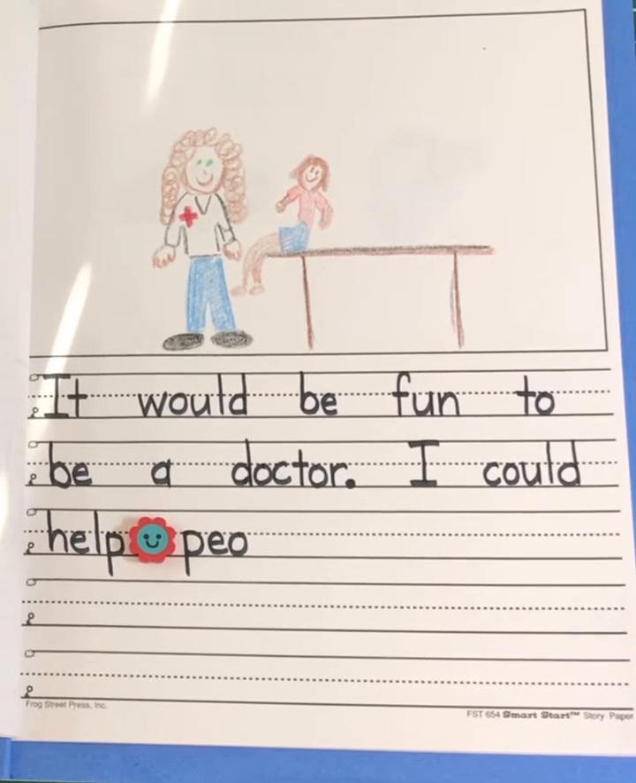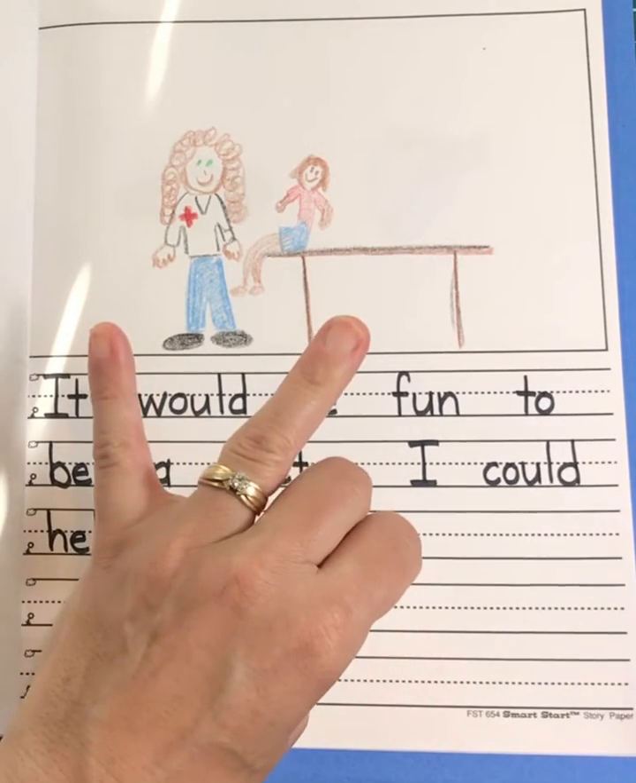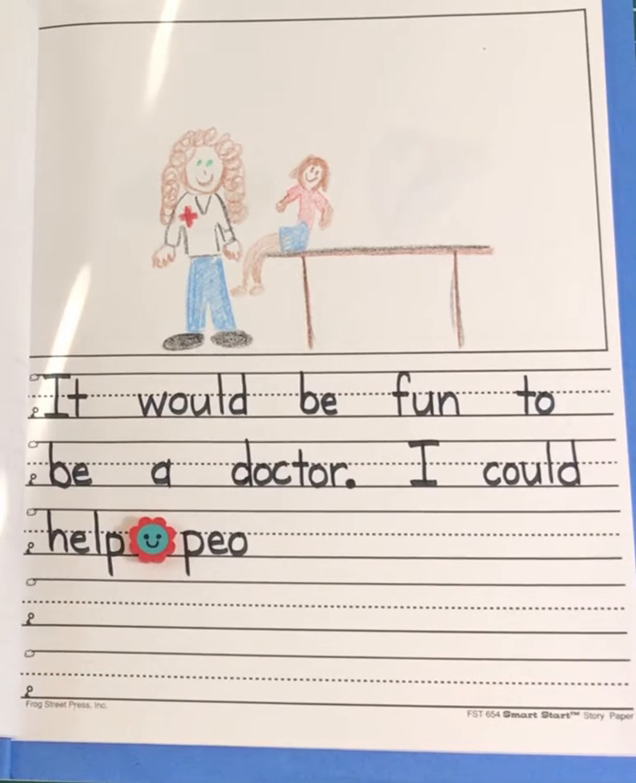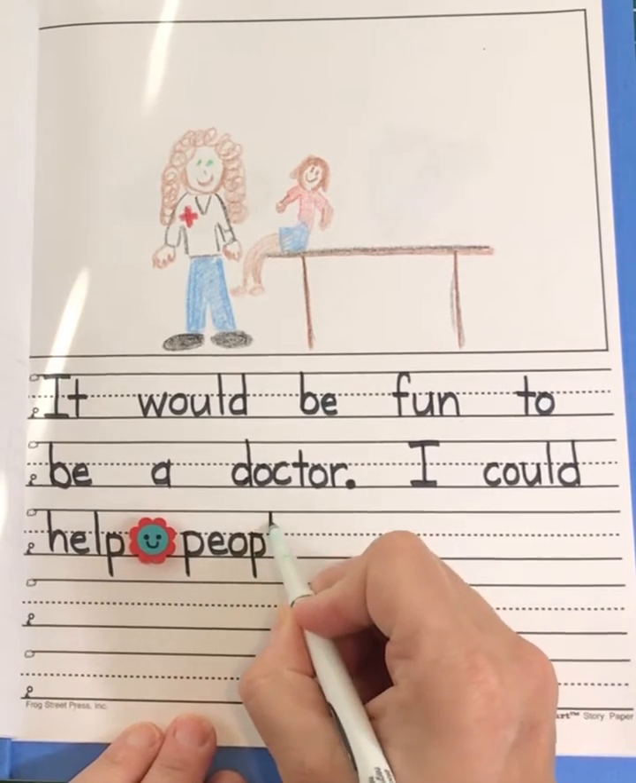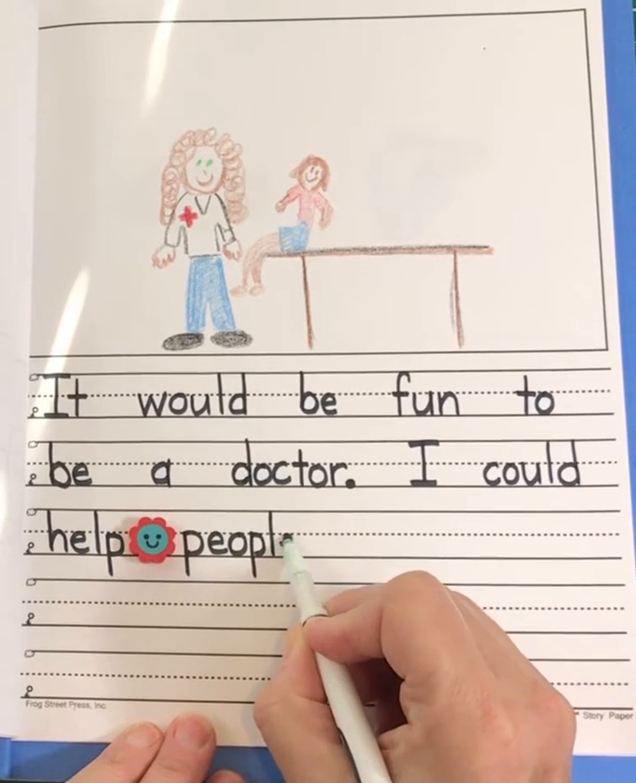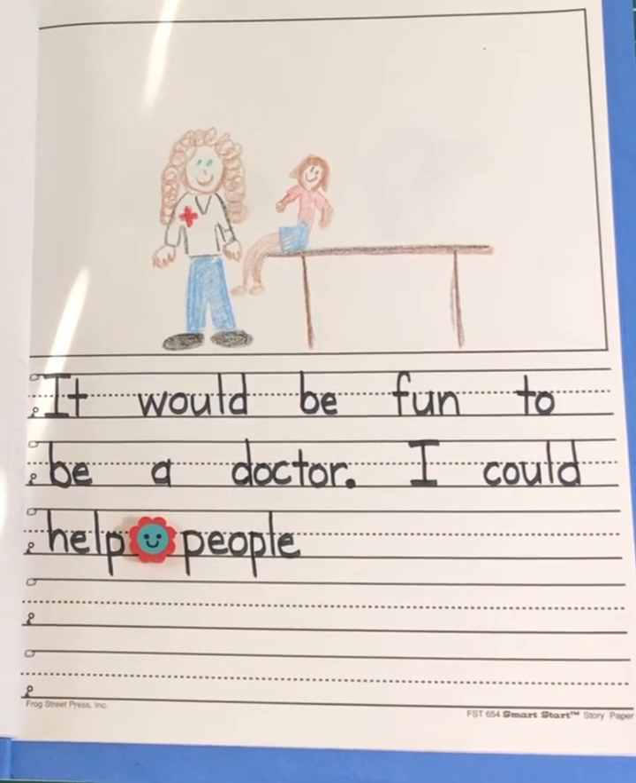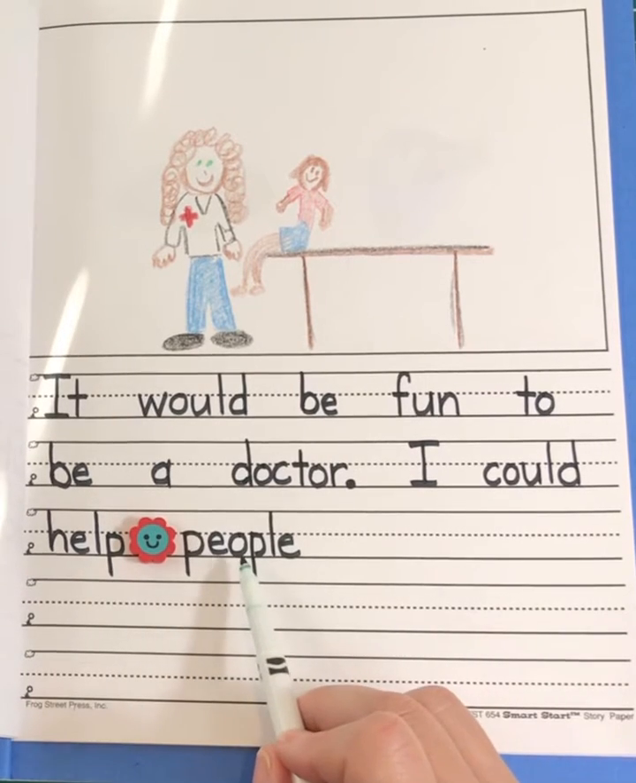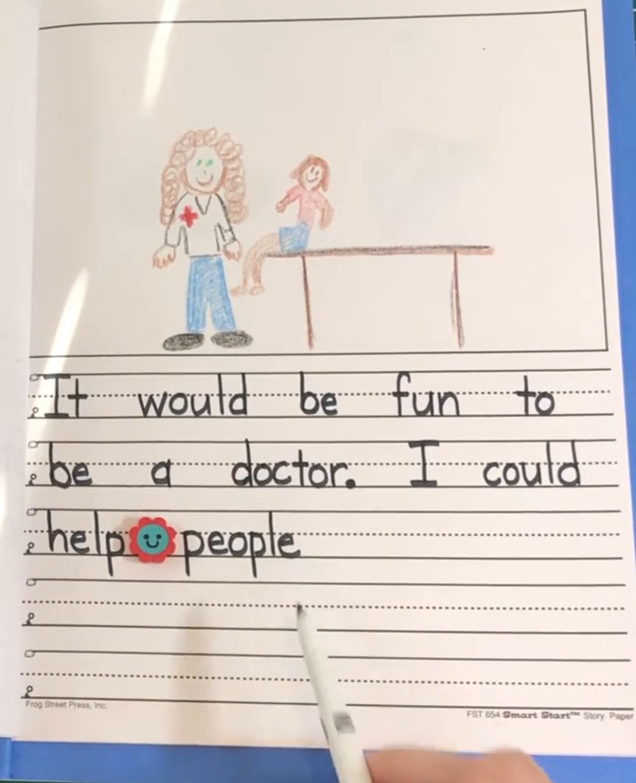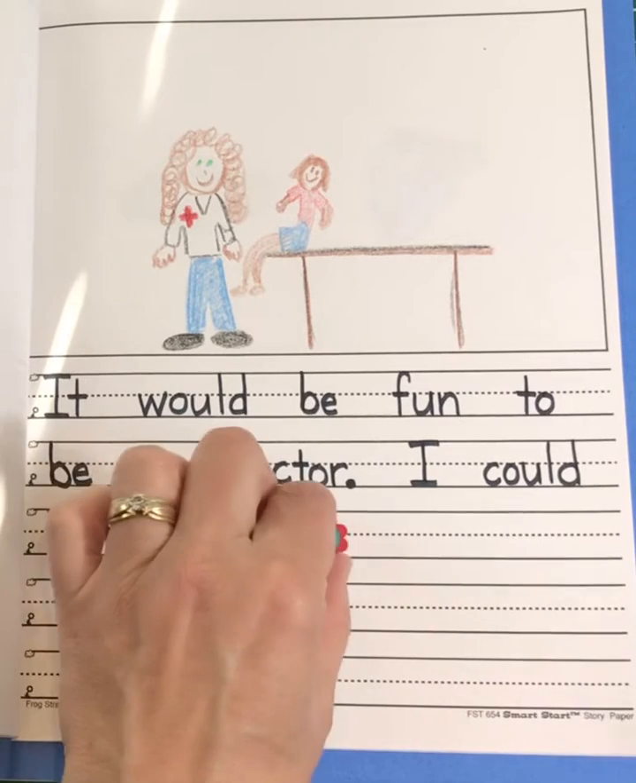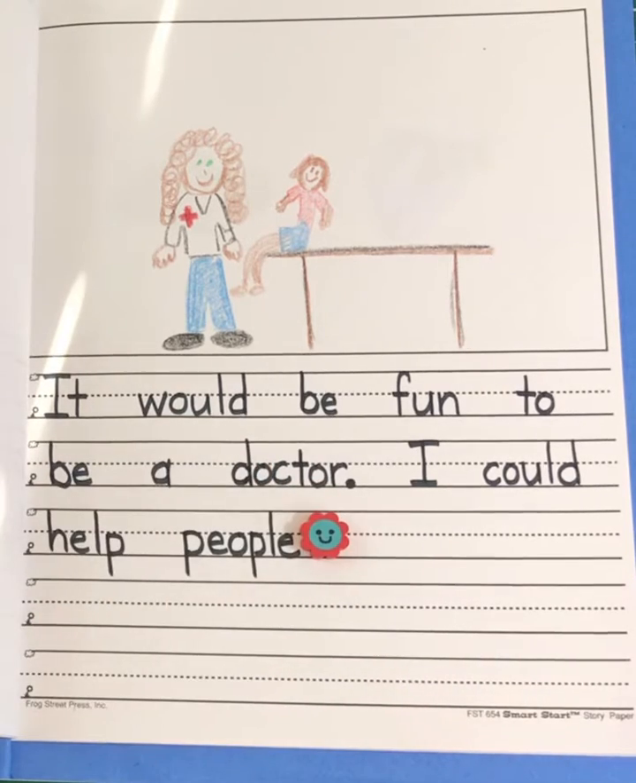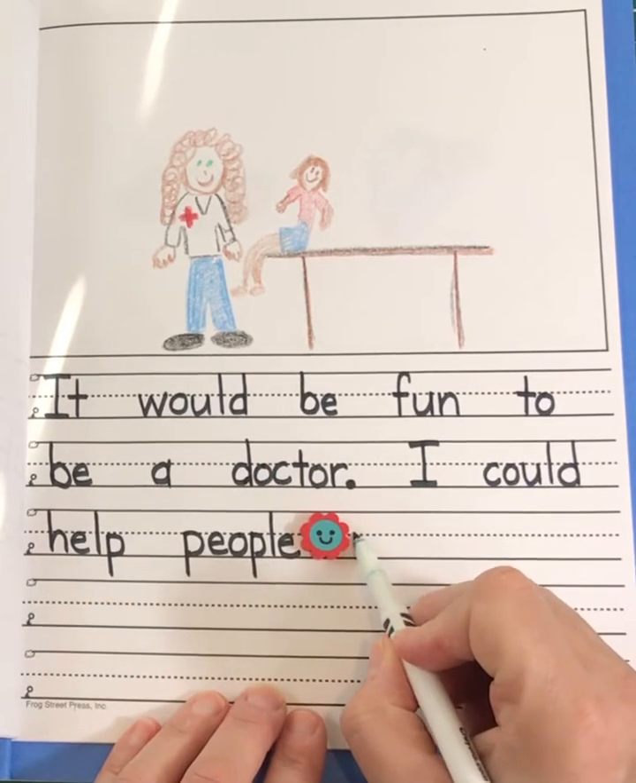I hear two sounds in pull. P, ol. But I know that every syllable has a vowel. So P, ol, and then there's an E at the end we don't hear. That's a tricky word to write because we don't hear the O and we don't hear the E. But this is how we would see people written in a book. I could help people, leave my space, who. Who is a sight word you have to know is spelled W-H-O.